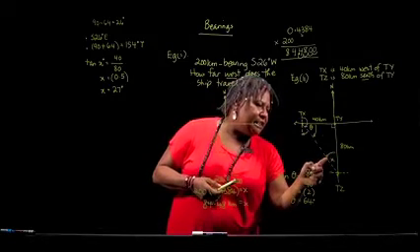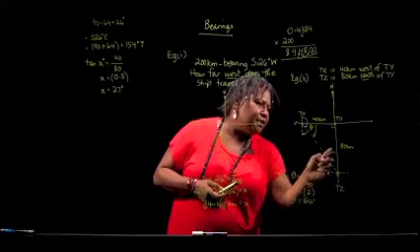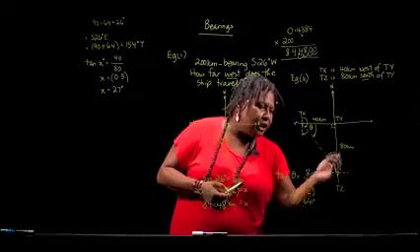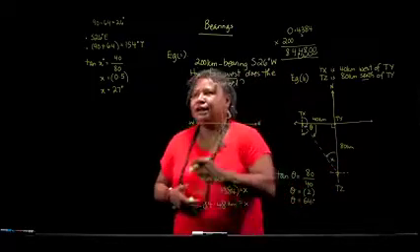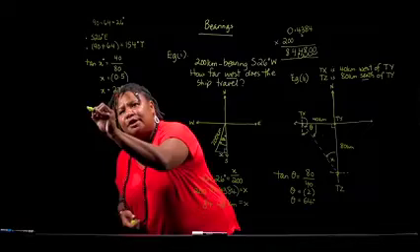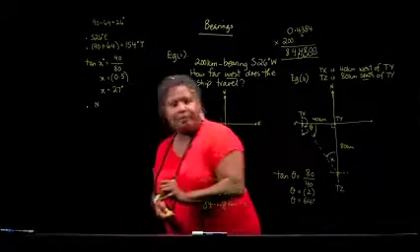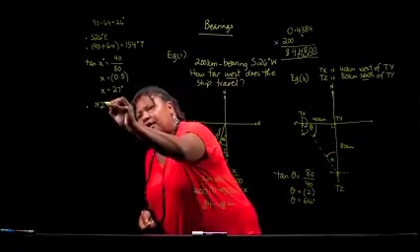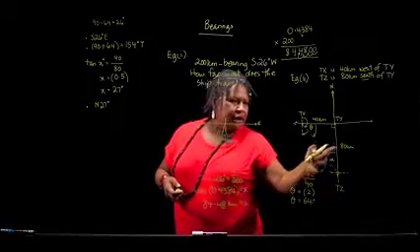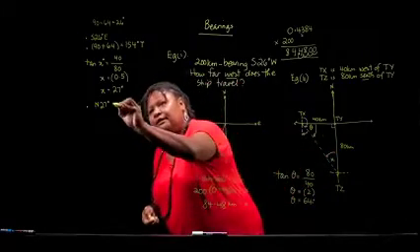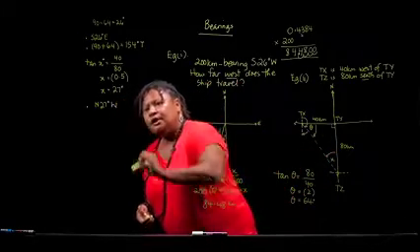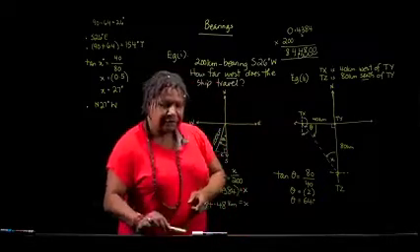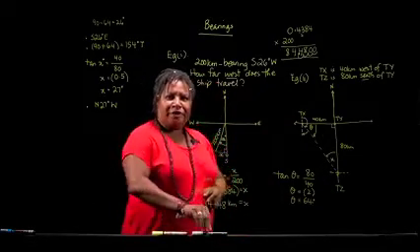This one is easier because it is already closer to north. So as a conventional bearing, this bearing would be north 27 degrees to the west. So north 27 degrees west. That's your conventional bearing.